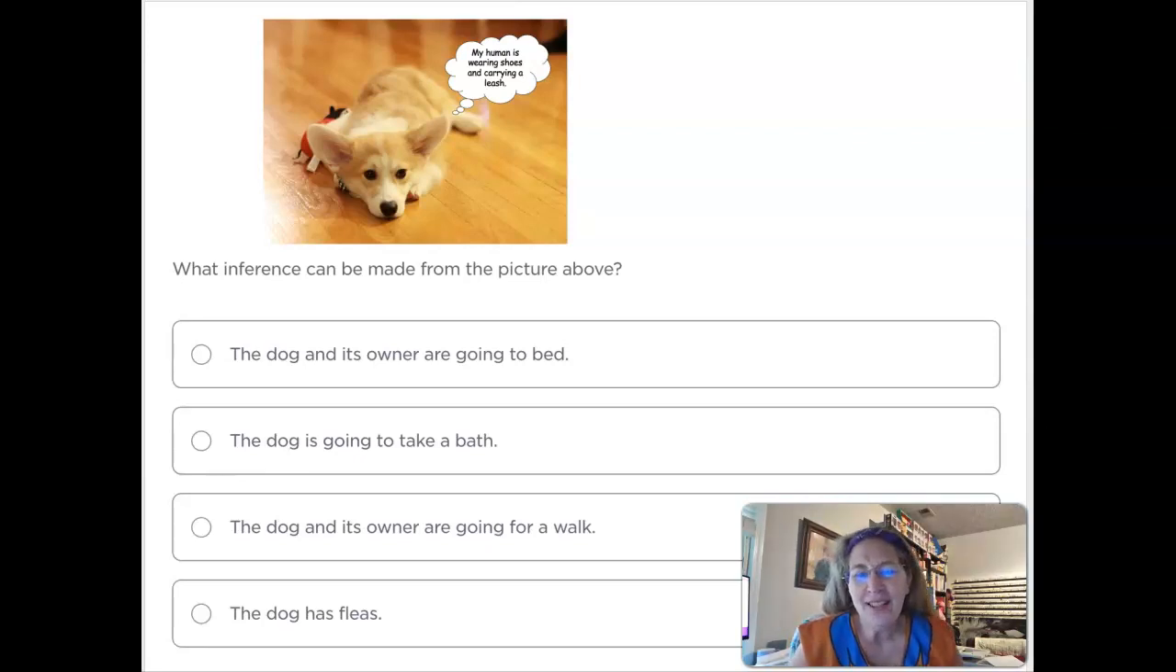And then the last one says the dog has fleas. I don't see the dog scratching anything. I don't see any fleas if I look really close. So that's probably not a good choice. And so the choice that the dog and its owner are going for a walk is probably a pretty solid inference based on the image.